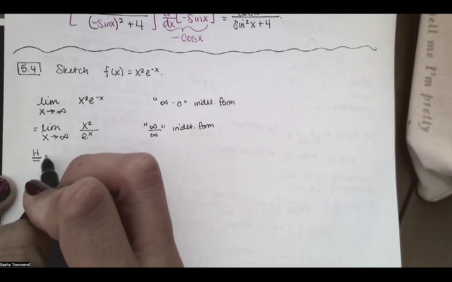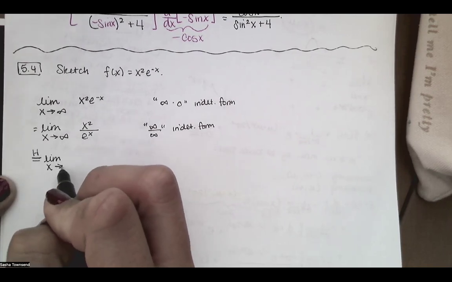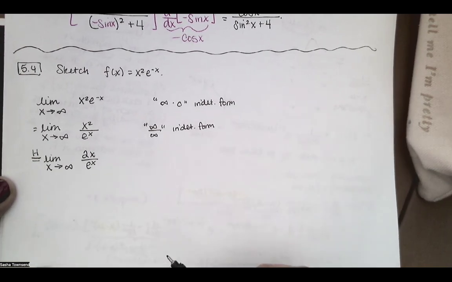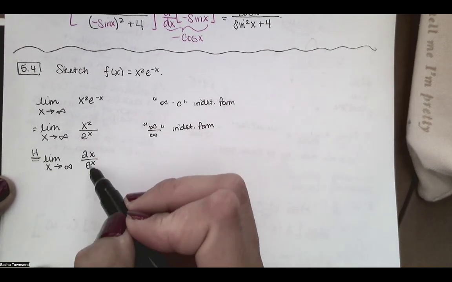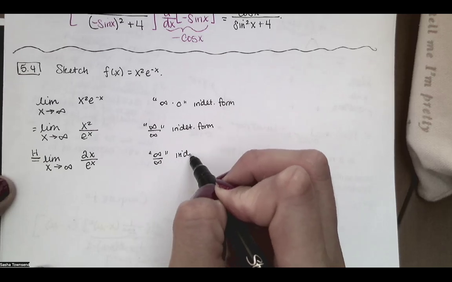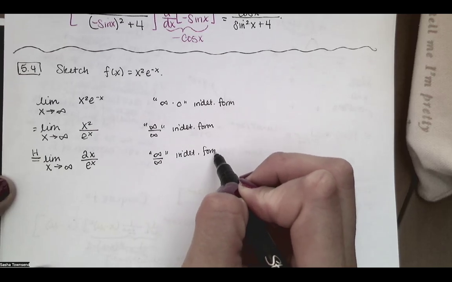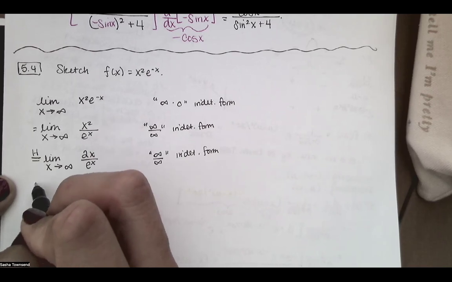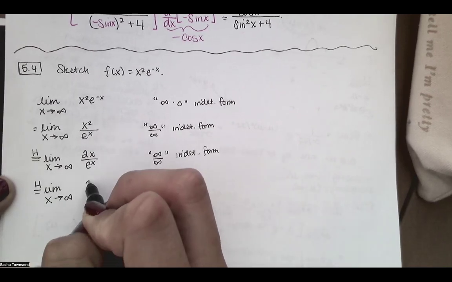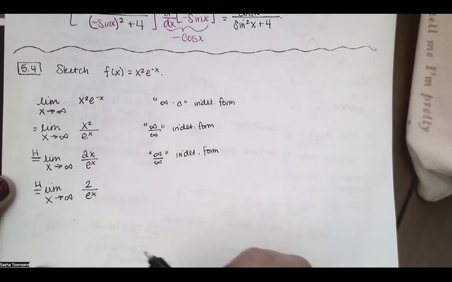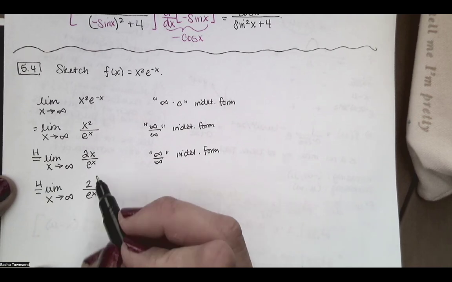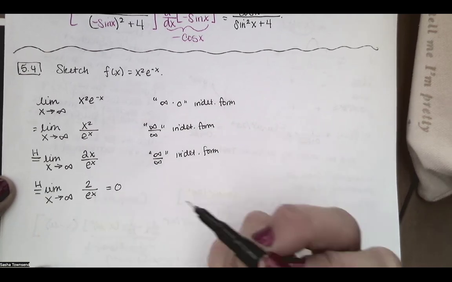So we'll take the derivative of the numerator and the derivative of the denominator. We'll take the limit of that instead. And as x goes to infinity, it turns out that that's still an infinity over infinity indeterminate form. So we will compute the derivative of the numerator and denominator again. And then we have 2 divided by a very large number, because this is going to infinity, which is a very small number. So the limit is 0.